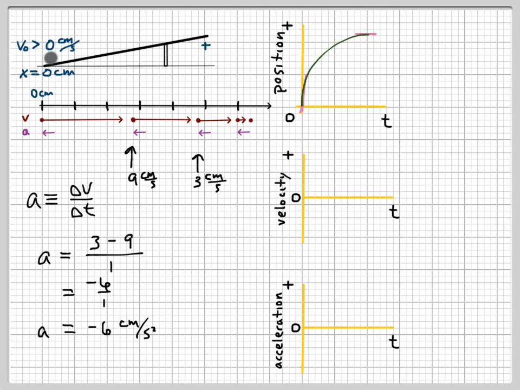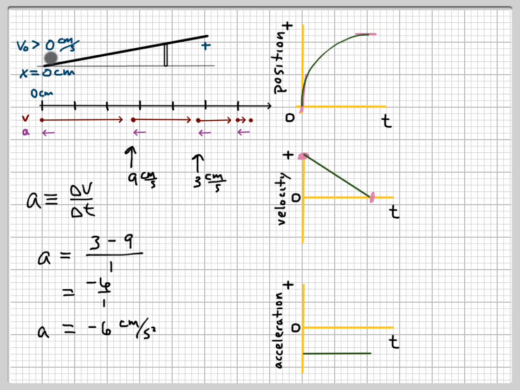What does that look like on the velocity graph? Well, the initial velocity is positive, the final velocity is 0, so it should start somewhere up here, and it should end somewhere down here, like that. Acceleration is the slope of a velocity graph, so that is constant and negative, so the acceleration is negative.